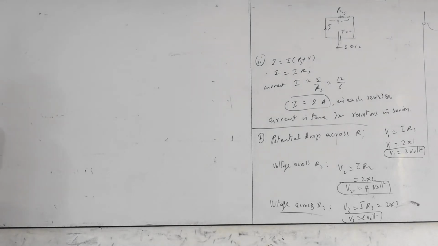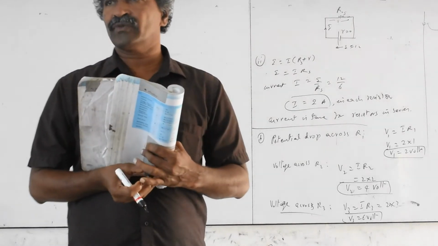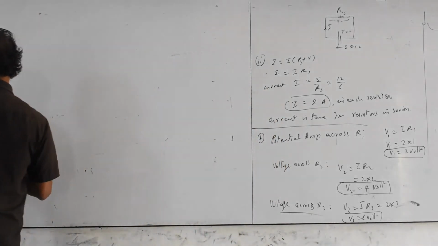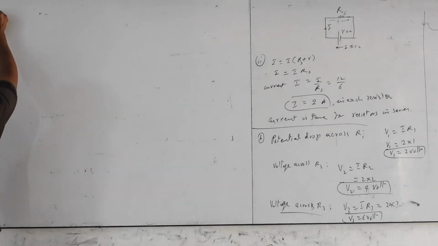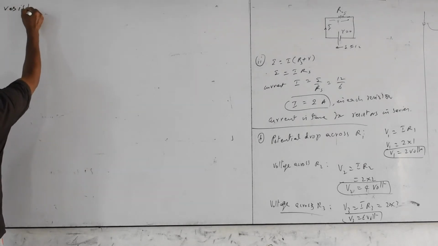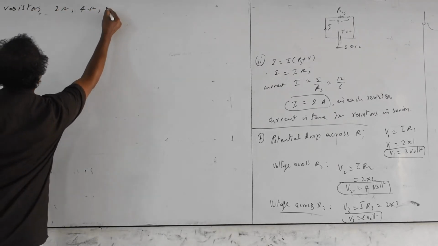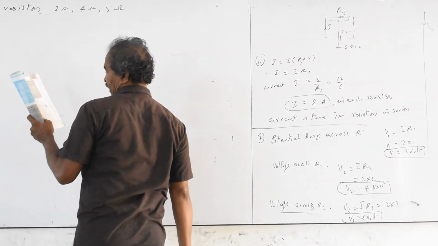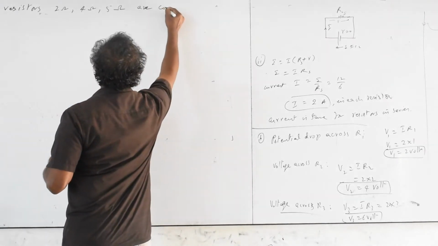3.4. These problems are important with small variations they may give, but these problems are very important. Series and parallel combination of resistors. 3 resistors, 2 ohms, 4 ohms, 5 ohms, are connected in parallel to a battery of potential difference or EMF 20 volts.